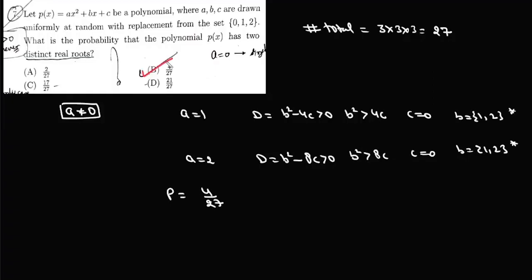And if we take A as 2, we'll get D as B square minus 8C greater than 0, or B square is greater than 8C. Again here, if we take C as 0, we can take B as 1, 2. If C is 1 or 2, in that case, B has to be greater than 2, which is not possible. So these are the only 4 favorable possible cases. So in this case, this required probability will be 4 by 27, and that's your option B.